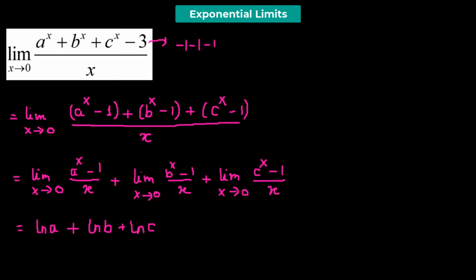Now we're going to use the property. So we have log a plus log b plus log c. So that is going to be simply equal to the log of the product of a, b, and c. So this is the limiting value of the given function when x approaches 0. Let's move on to the next question.